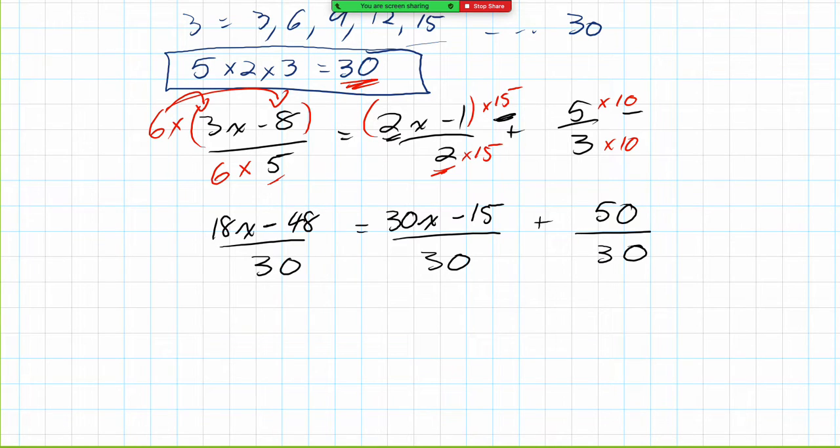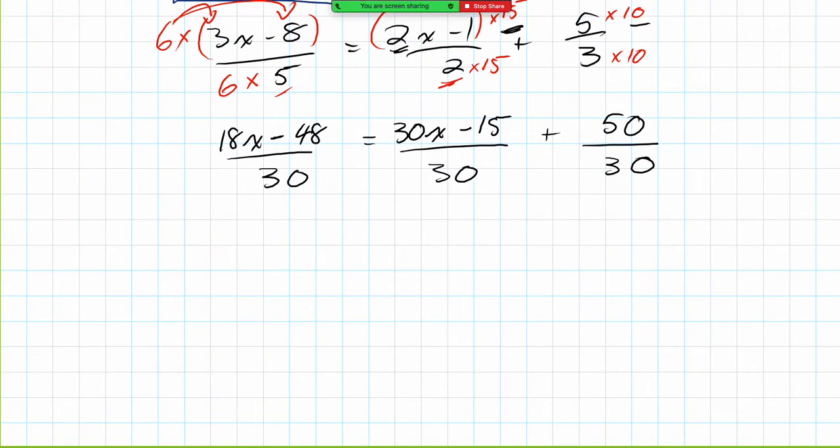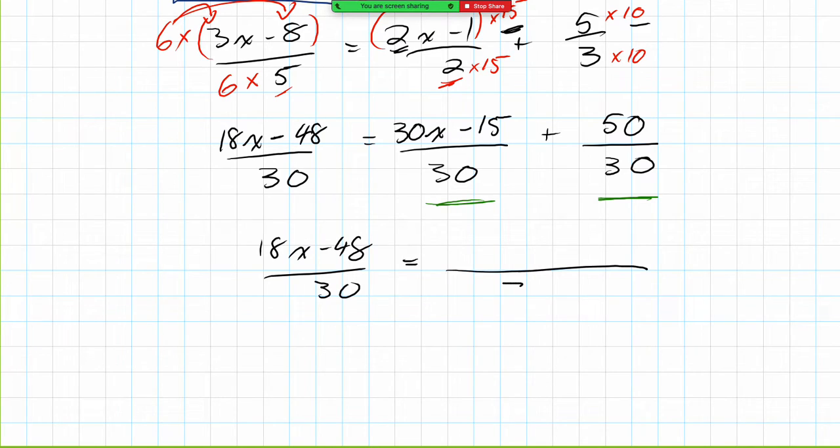Well, now we have a common denominator. I can put these 2 terms together here. If we put both these terms together, what we end up with is 18x minus 48 over 30 is equal to everything over 30, 3x minus 15 plus 50. Okay, I'm going to simplify the numerator here. The left side happens to be already simplified because I don't have any like terms in the numerator and the denominator is just 1 term. So the left-hand side we leave.